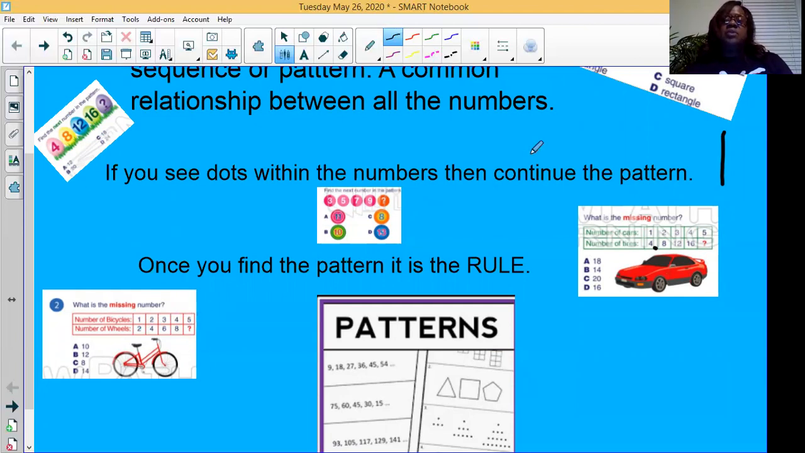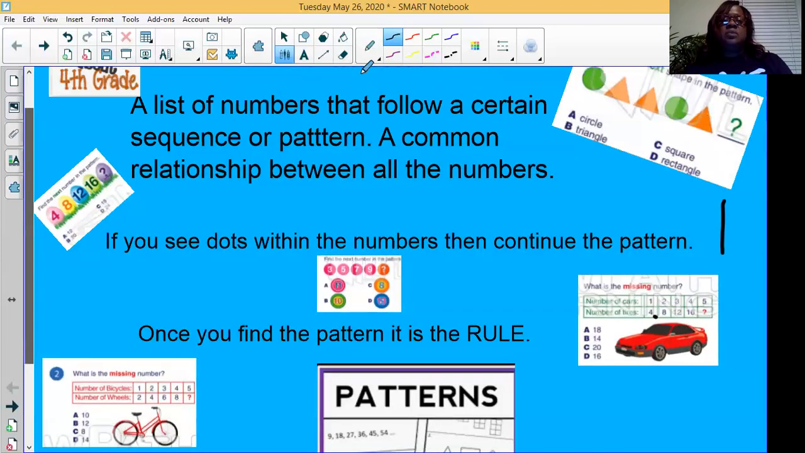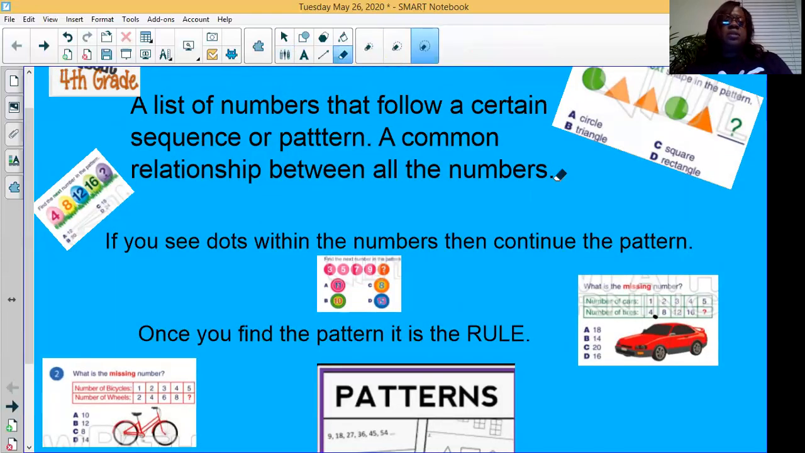So you first have to figure out what the relationship is. And once you figure out that relationship, that is what we call the rule. And we apply that rule to each number that we have. Okay? All right, so let's go to our first problem.